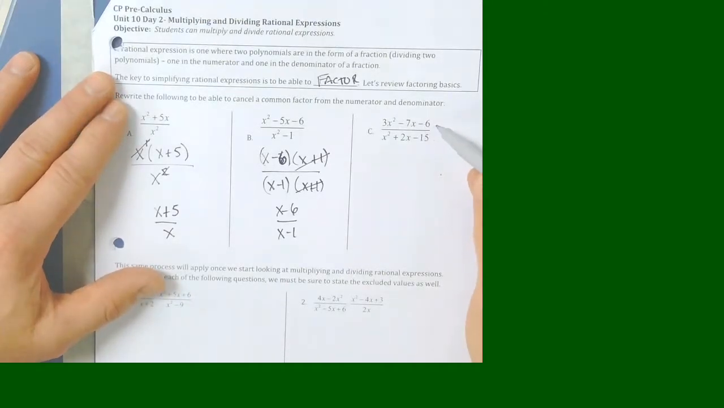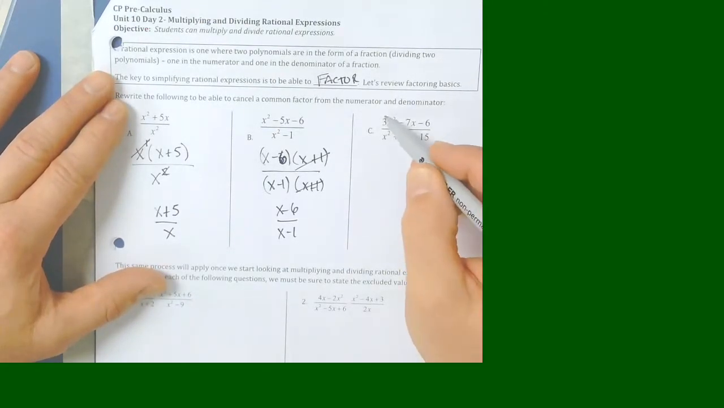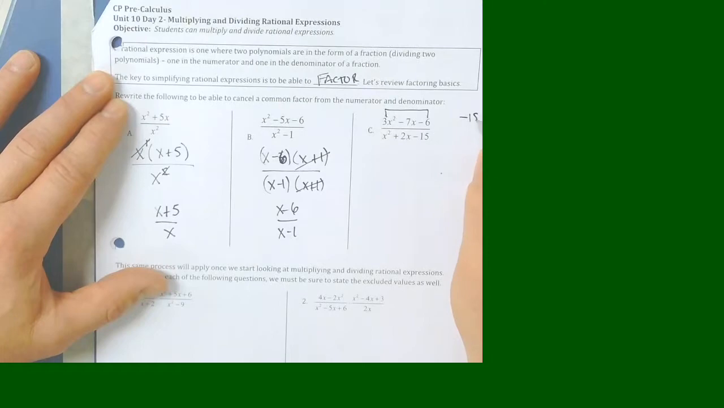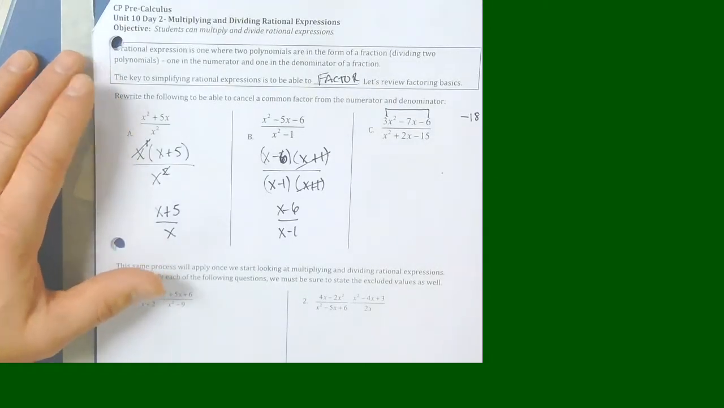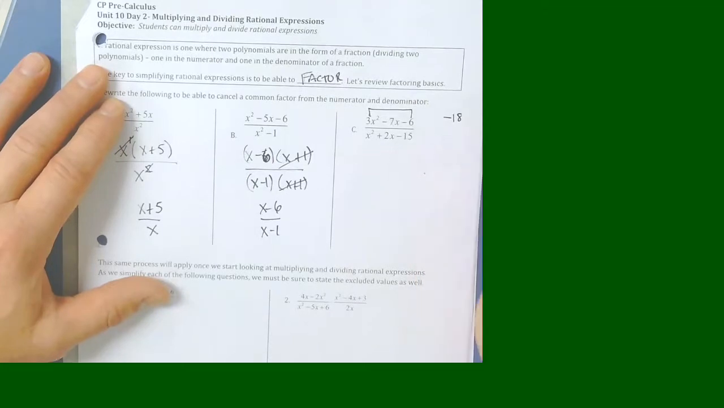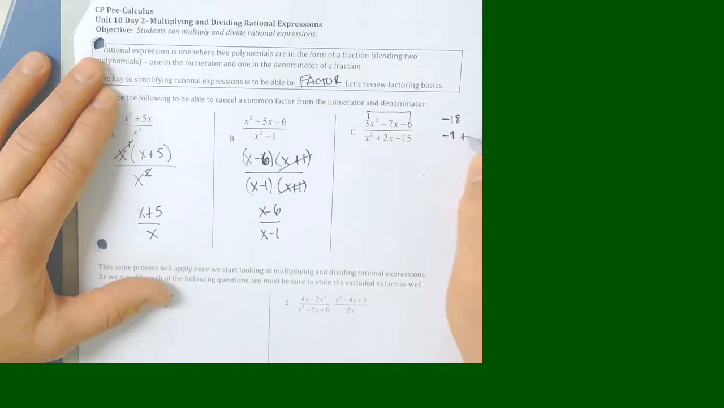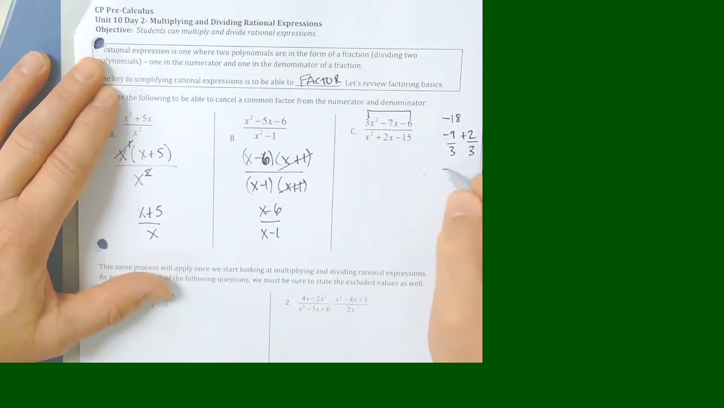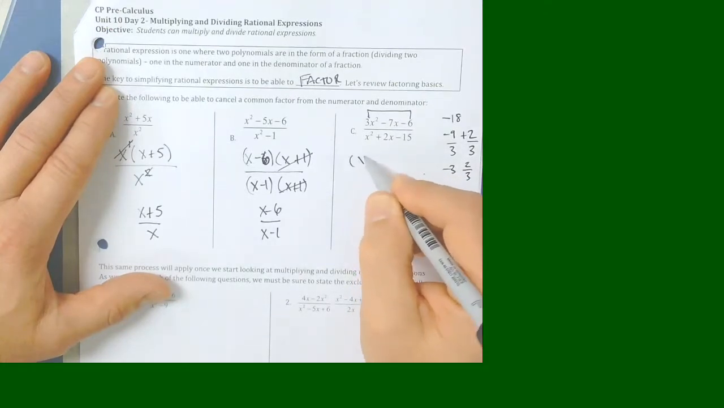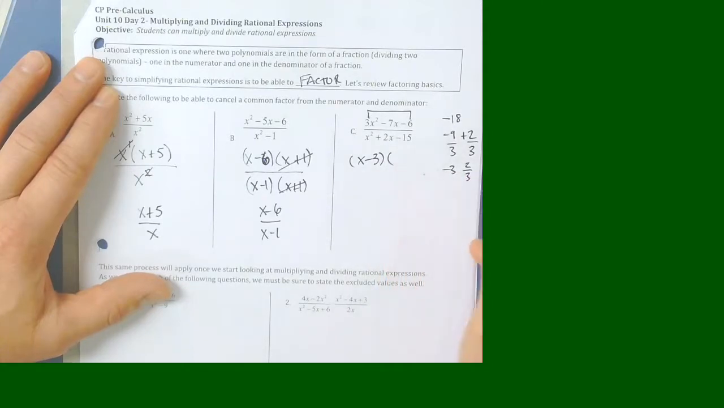3x squared minus 7x minus 6. We can do trial and error, or we can do 3 times 6, negative 18. What multiplies to negative 18 and adds to negative 7? Negative 9, positive 2. Negative 9 divided by 3, 2 divided by 3 gives me negative 3 and 2/3. So this will factor to x minus 3, and this gives me 3x plus 2.